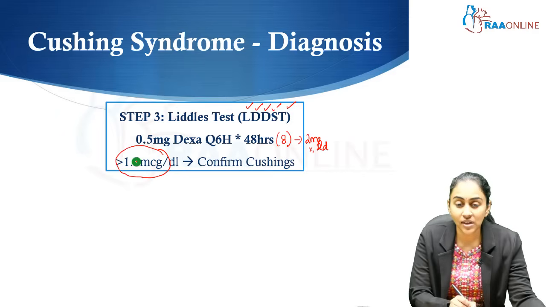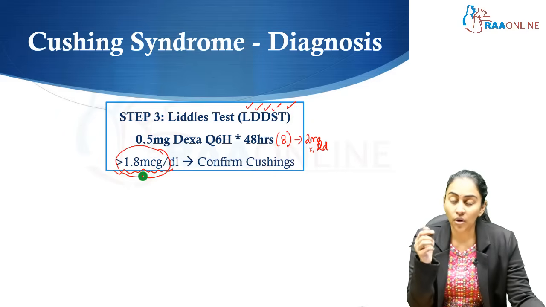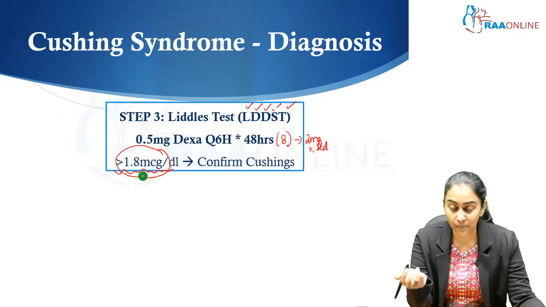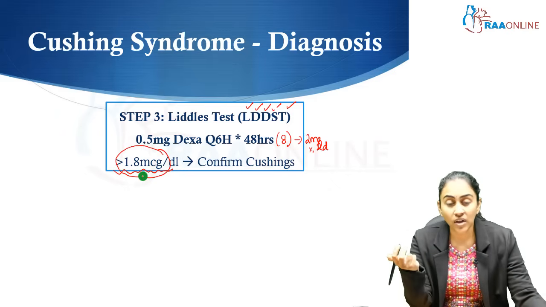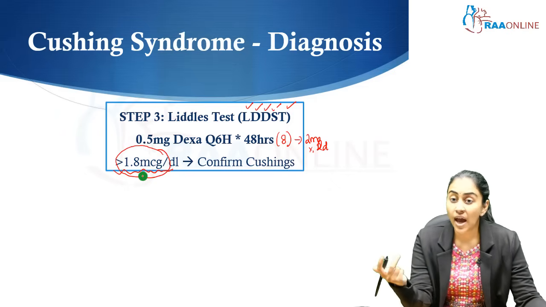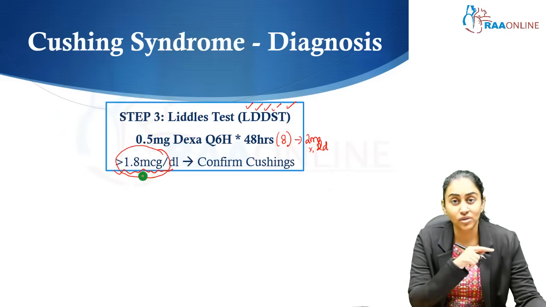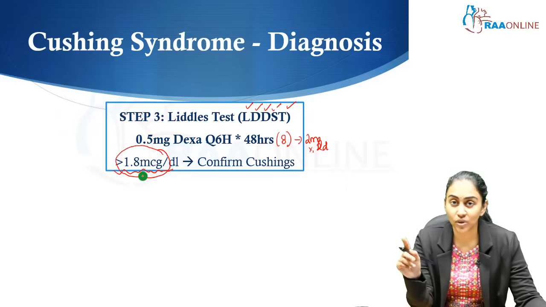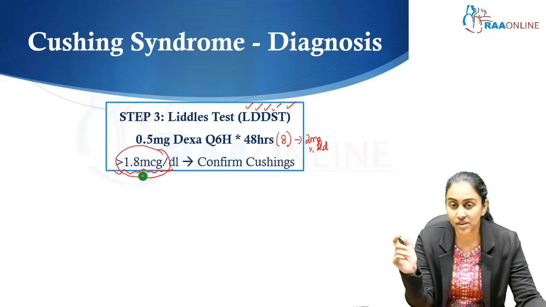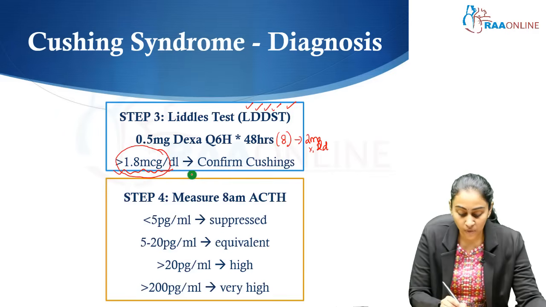So, although there are many tests, this cutoff of 1.8 is the magic number that needs to be remembered, because for midnight serum cortisol when the patient is sleeping, for the overnight dexamethasone suppression test, and for the low dose dexamethasone suppression test, for all these 3 tests there is a single cutoff. So, if it is more than 1.8 microgram per deciliter, that means the cortisol is not suppressed. So, if it is more than 1.8 microgram per deciliter, that means Cushing's is confirmed. This patient has Cushing syndrome.